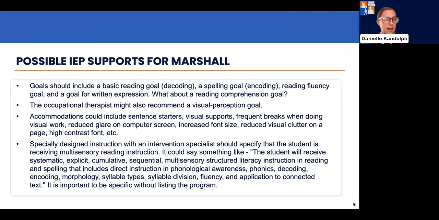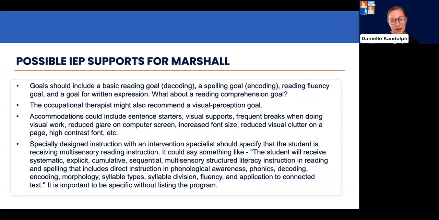So he definitely will qualify under SLD, and we would expect him to have a decoding goal, an encoding goal, reading fluency goal, and a goal for written expression. Reading comprehension felt pretty low. I think that was the 55, which is pretty low. But sometimes for our students who have a lot of decoding and encoding deficits, it doesn't... thanks Elizabeth, I'm almost done, this last slide, I promise.